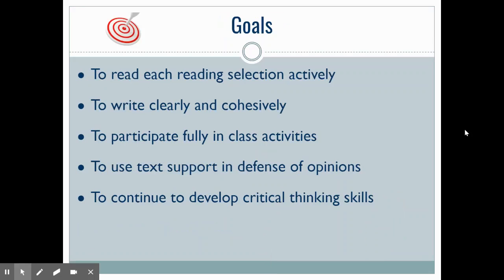The goal is to improve their reading skills, to read actively. I'll often ask them to annotate. I want them to write clearly and cohesively. Communication matters for all career paths. So it's not only about writing academic papers, but you need to be able to write effective emails and effective texts even, especially if it's to someone who's not in your generation, but to be able to communicate clearly.